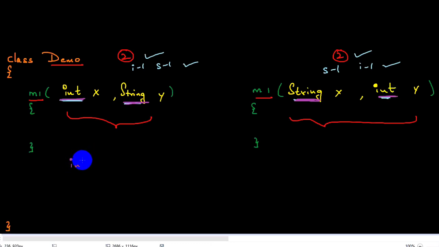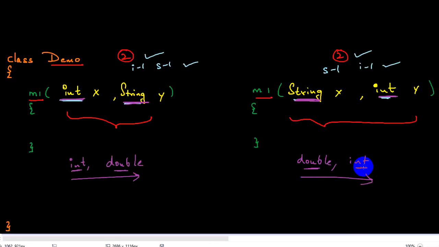The first method, it will be int and double. Imagine, the sequence is first integer and then double. But in the second method, it will be double and then int here. So there was a change in the sequence, the order of the data types here. See, number of data types is two, number of data types is two. Here again the data type is int and double. Here also it's double and int.